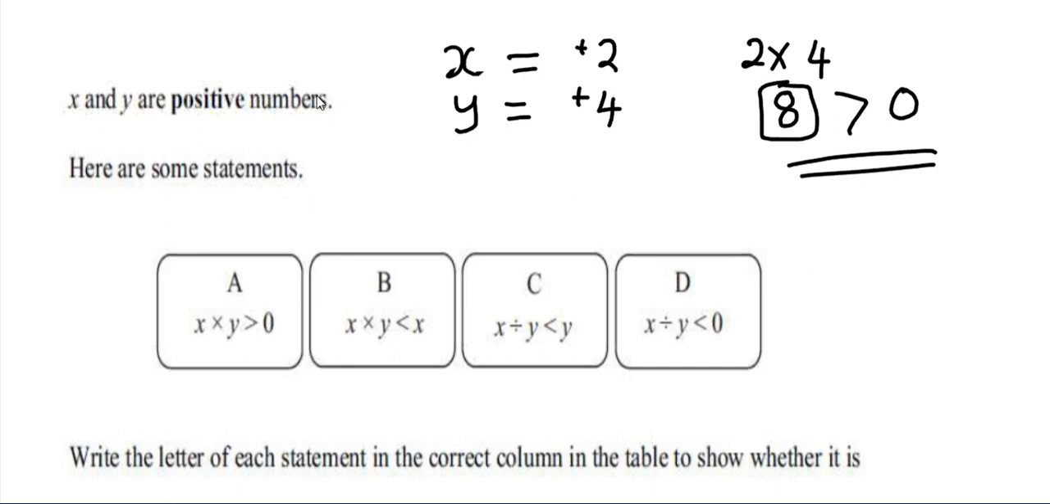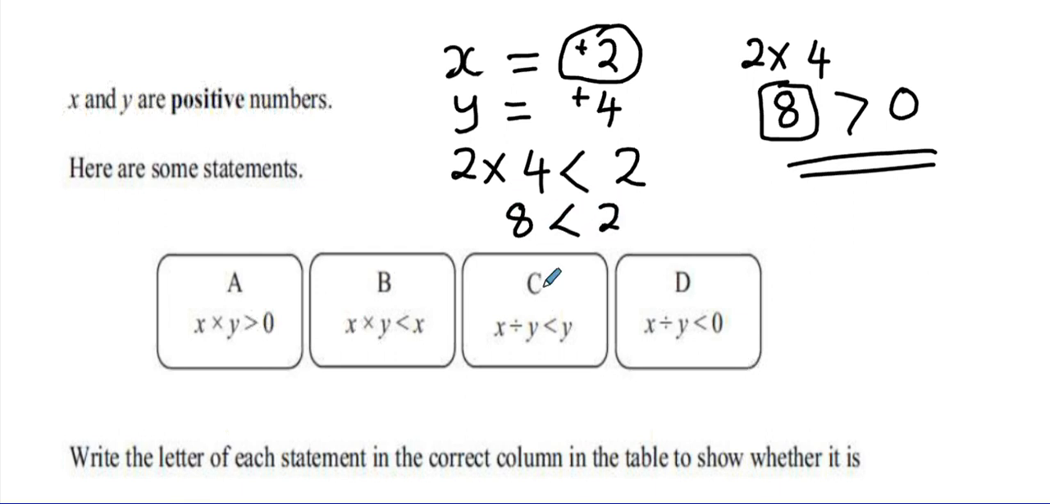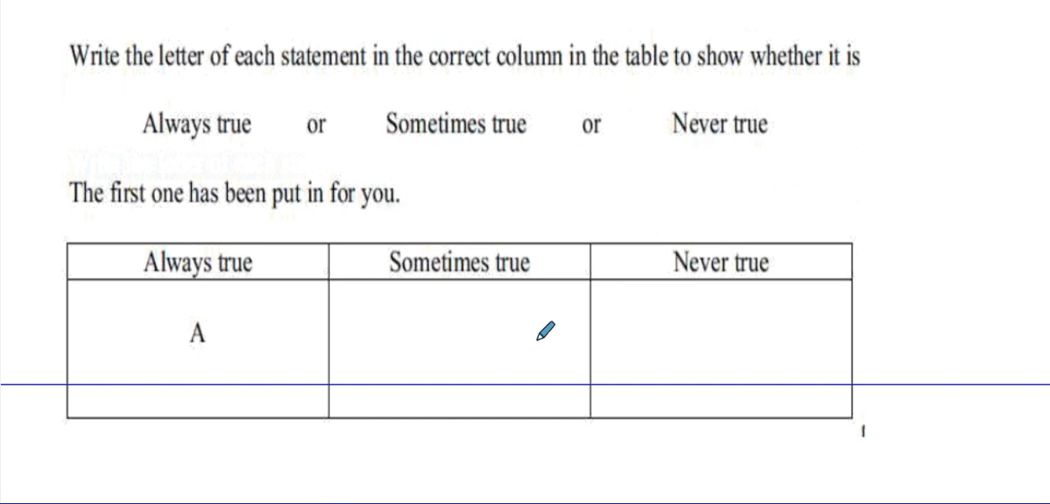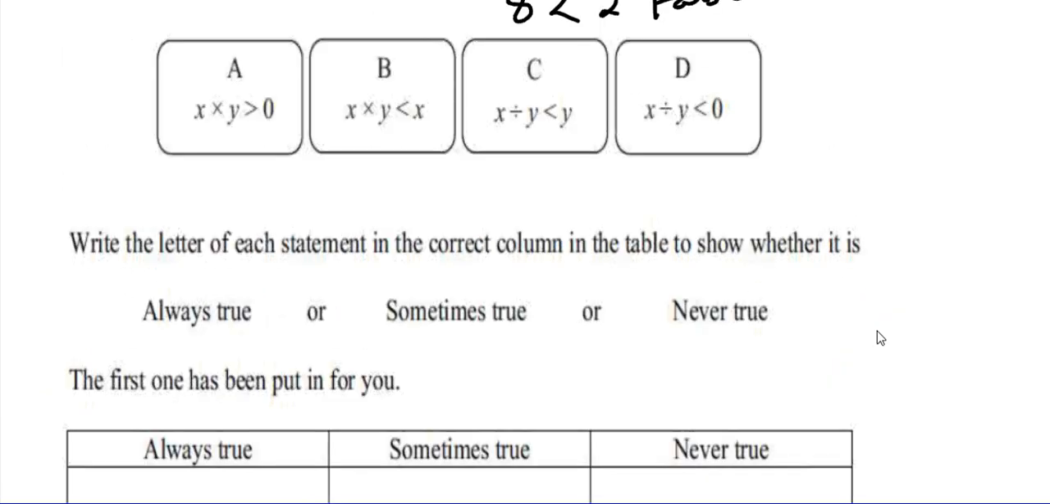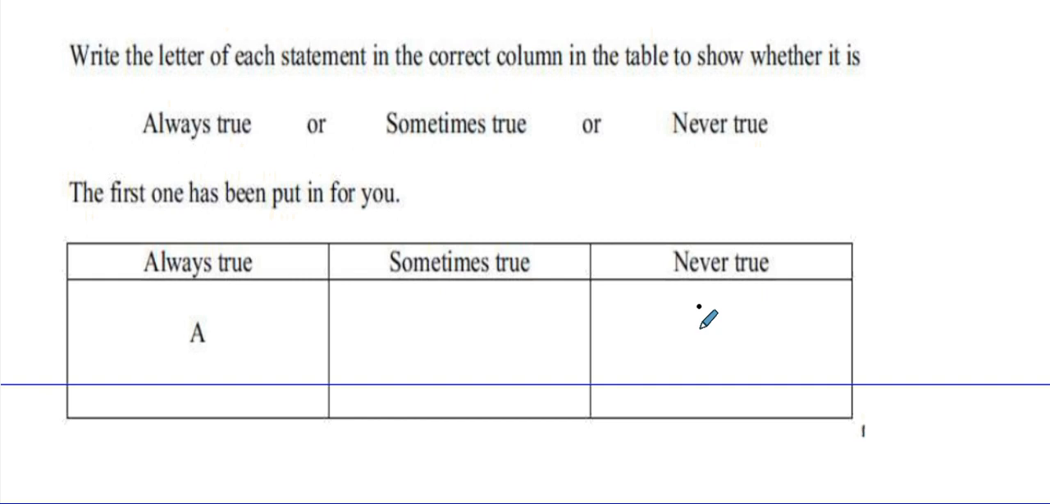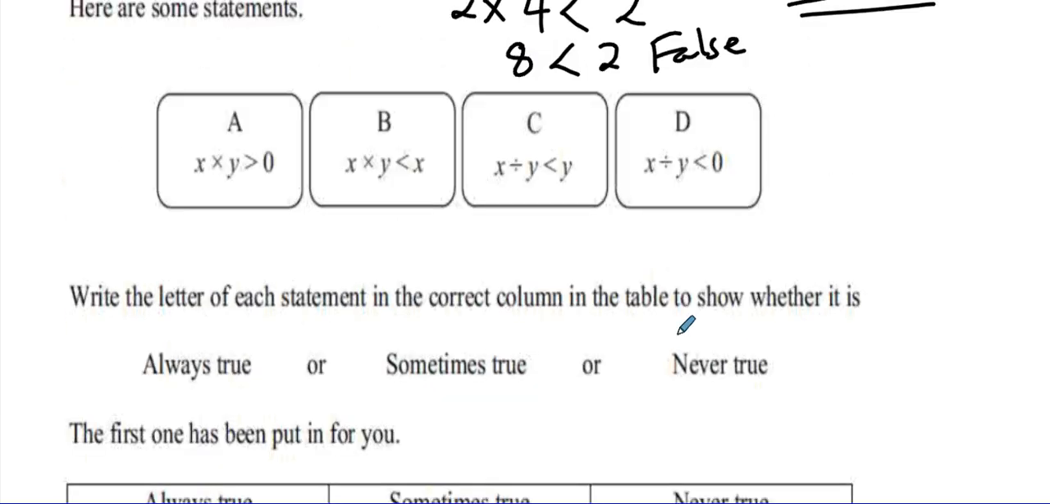Alright, now how about x times y? X is 2 times y is 4. Do we think that this answer would be less than the value of x? Over here the value of x is 2. So 2 times 4 is 8. Now do you see that 8 is less than 2? This is false. This is not true. So we say B is never true.